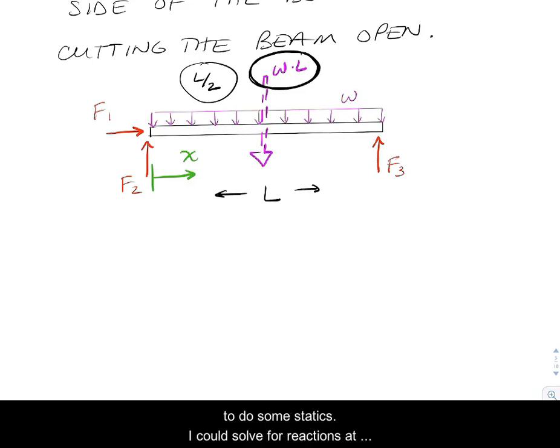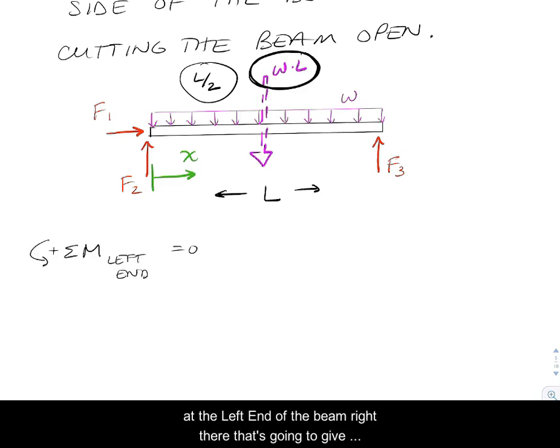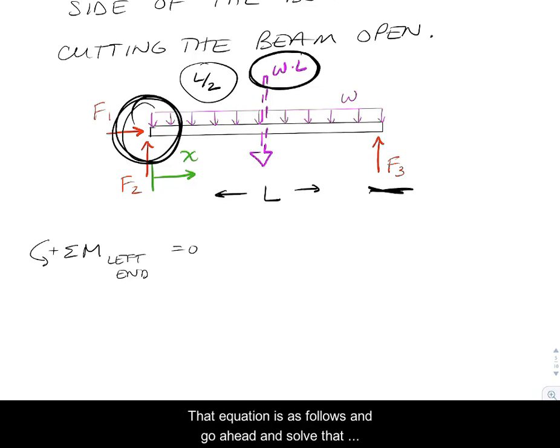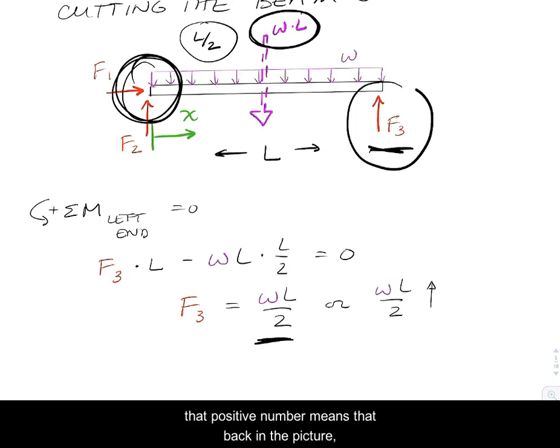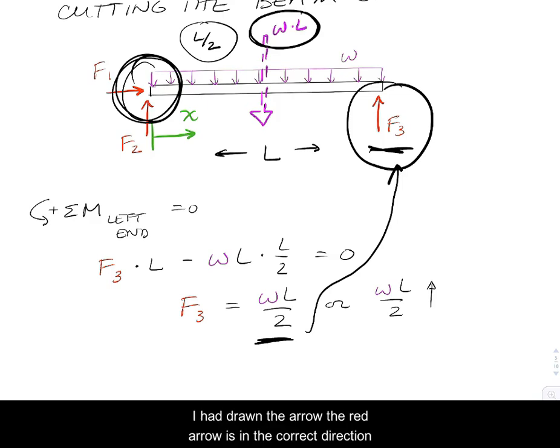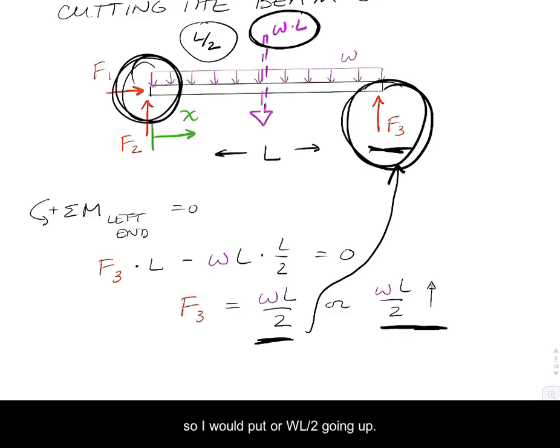Now I could solve for reactions at either side here. That's fine. I'm going to spin a moment over at the left end of the beam right there. That's going to give me an expression for F3. So that equation is as follows. You can go ahead and solve that for F3. I get a positive number, and that positive number means that back in the picture I had drawn, the red arrow is in, quote, the correct direction. So I would put WL over 2 going up.